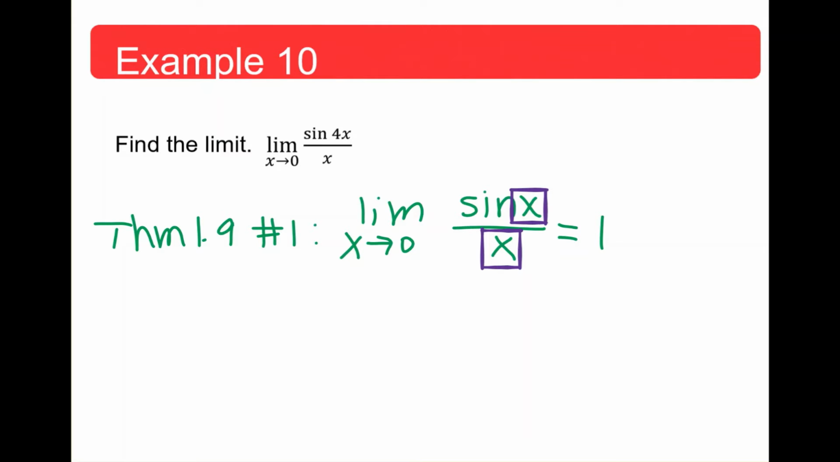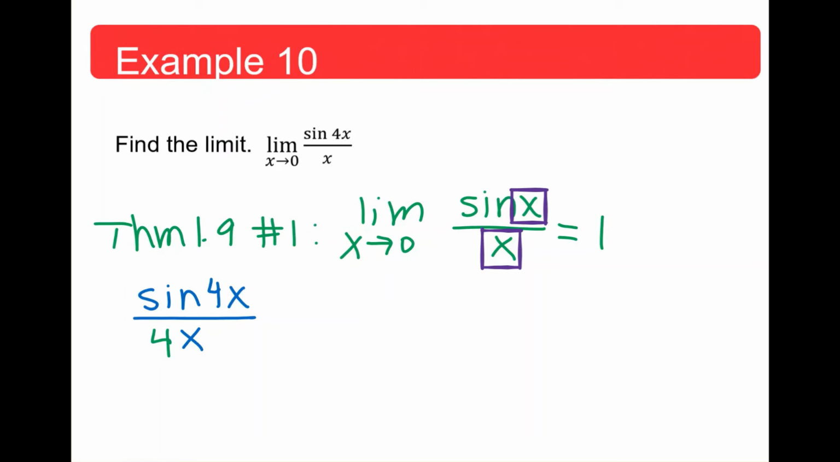So if we look at our function, we have sine of 4x. If we have 4x at the bottom, then we could use this theorem. However, we can't just add a 4 at the bottom. Let's look at sine of 4x over x. If we get a 4 at the bottom, then we would have sine of 4x over 4x, and then we could use this theorem. However, we can't just add a 4 at the bottom because we feel like it.